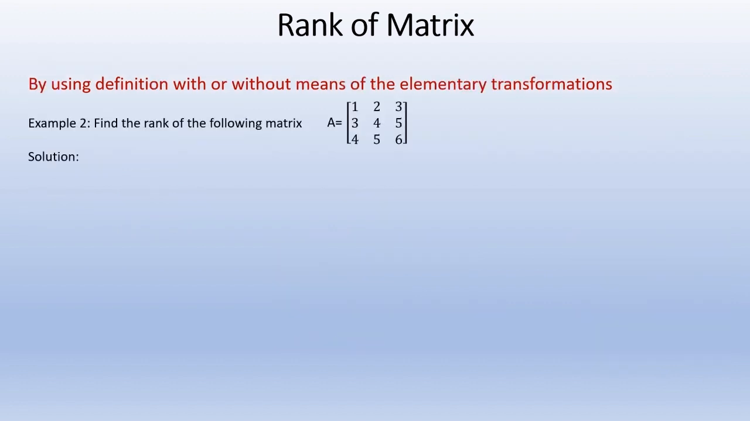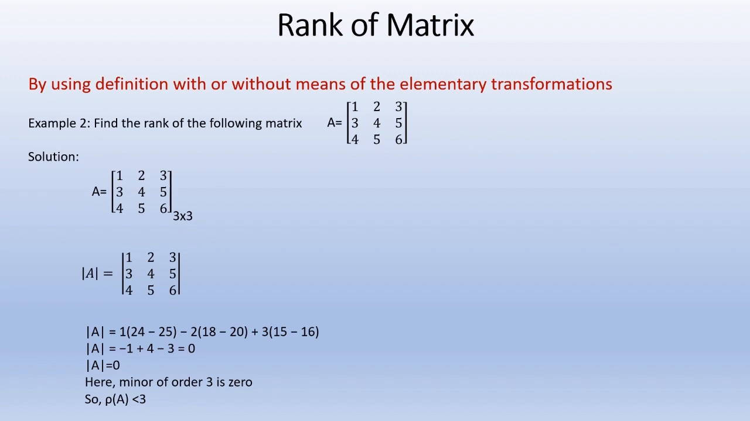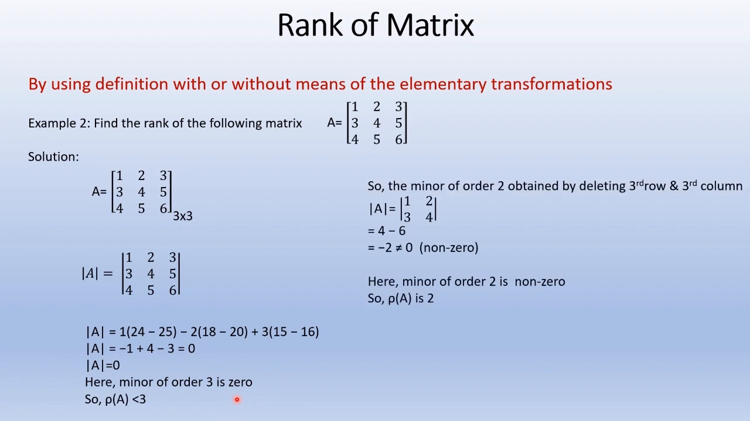Example: find the rank of the following matrix. Solution. This is matrix A, of order 3 by 3. Using determinant method, determinant A is 1 times (24 minus 25) minus 2 times (18 minus 20) plus 3 times (15 minus 16), which is 0. Here, minor of order 3 is 0, so rank of A is less than 3.